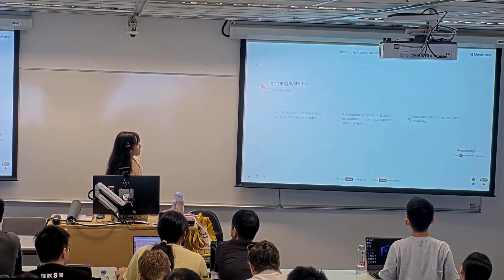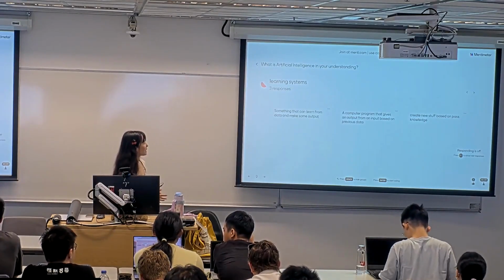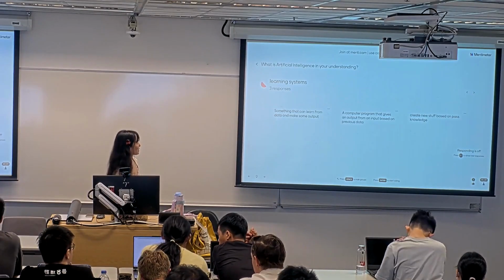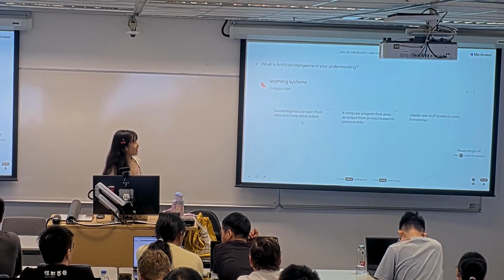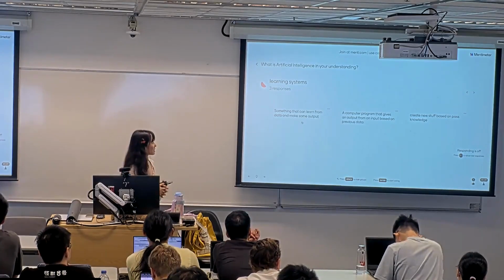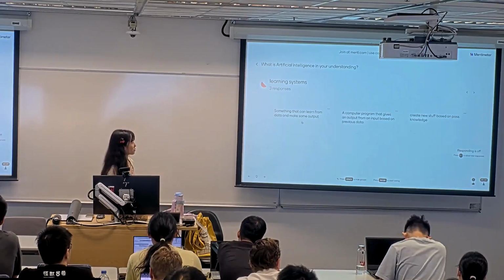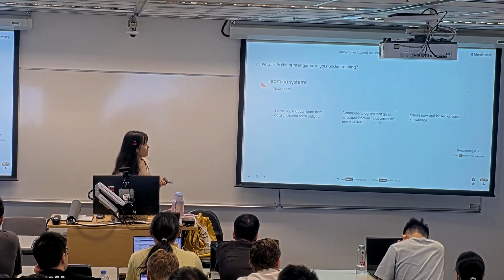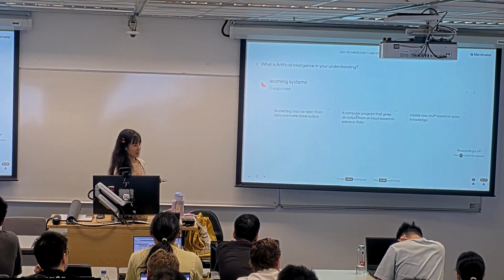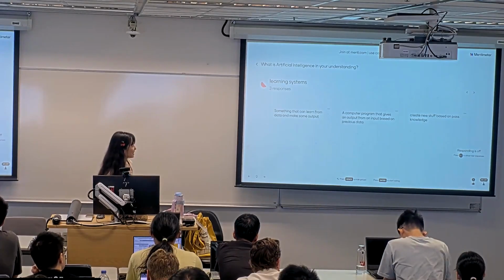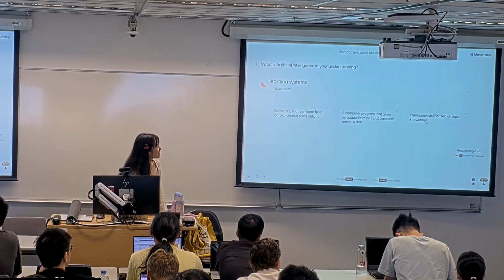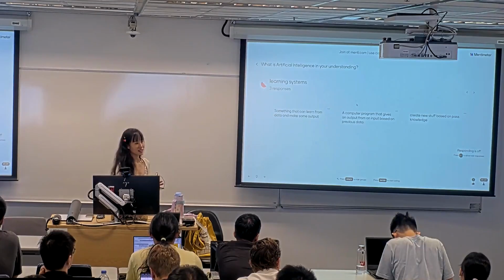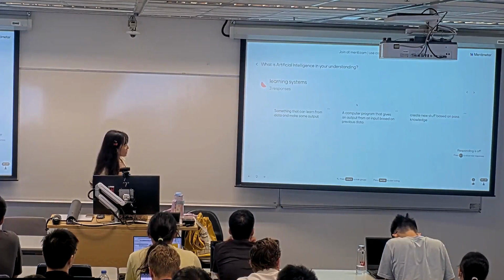Learning systems, yeah, something that can learn from data and make some output. Yeah, a serious answer about the understanding of AI. Yes, AI is something that can learn from data, so data is crucial, and make some output. A computer program that gives an output from an input based on previous data. Yeah, like this answer, serious. Create new stuff based on past knowledge. Yes. Actually, you all indicated the central part about AI.